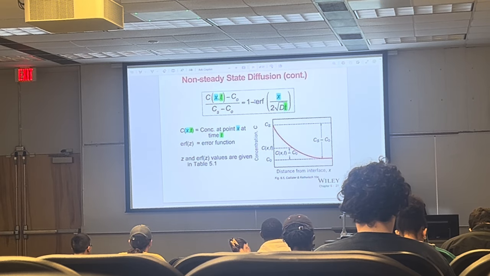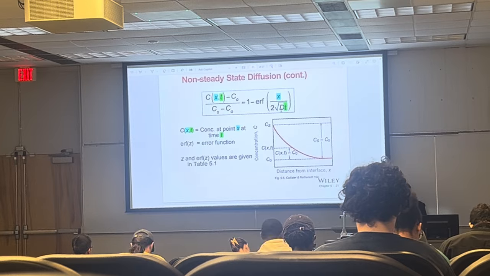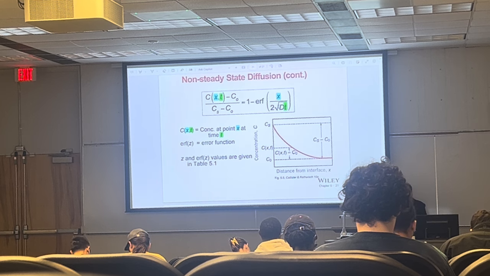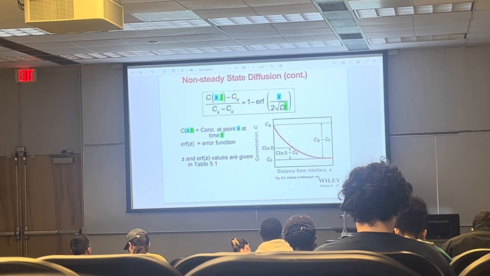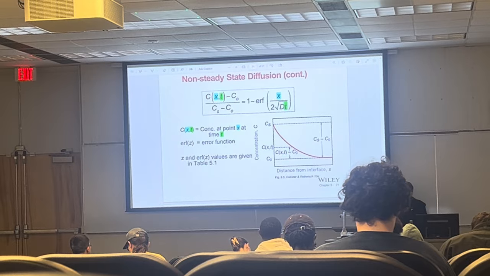The solution is the error function of x divided by the square root of Dt, where D is the diffusion coefficient and t is the time, and x is the position. So here is the link between the position and the time, and the error function is something that is tabulated.